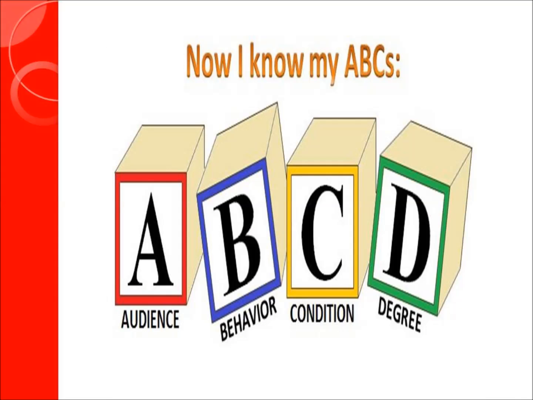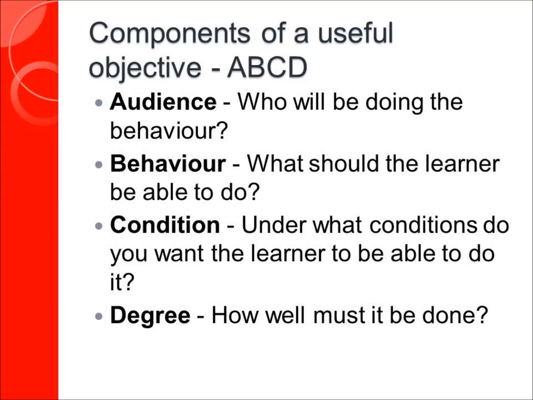We now examine the ABCD method: audience, behavior, condition, and degree. The ABCD method of writing objectives is an excellent starting point for writing objectives. In the system, A is for audience, B is for behavior, C for condition, and D for degree of mastery needed.